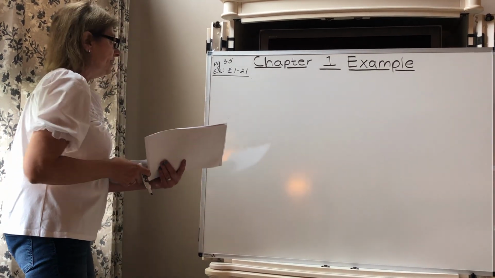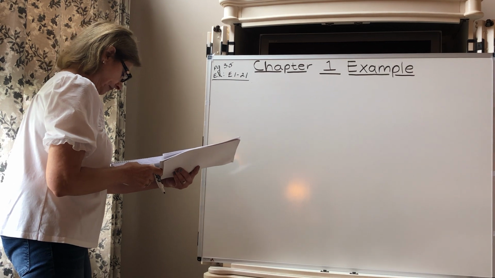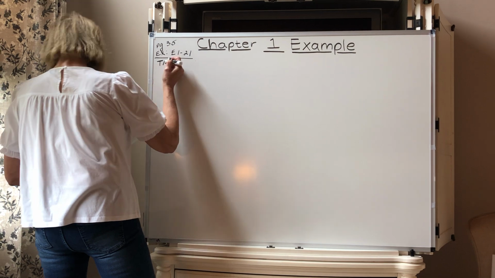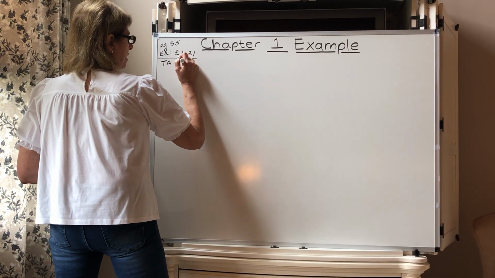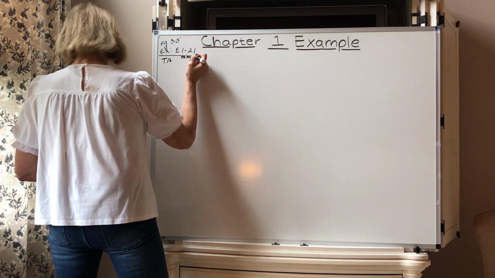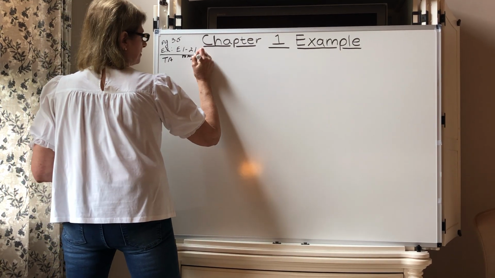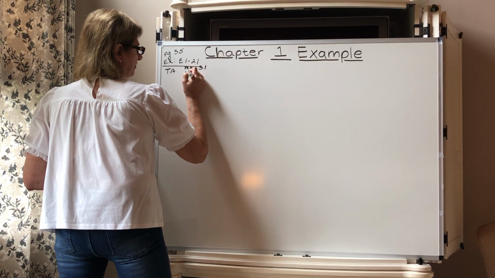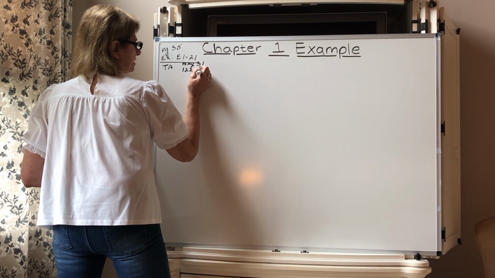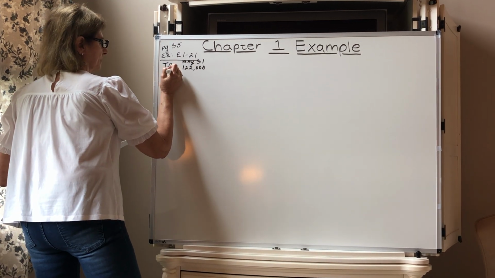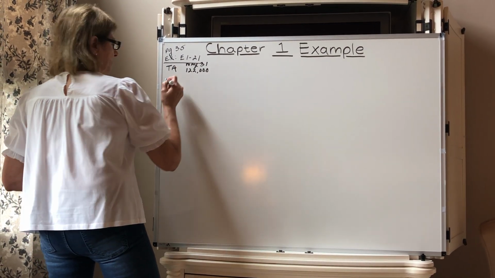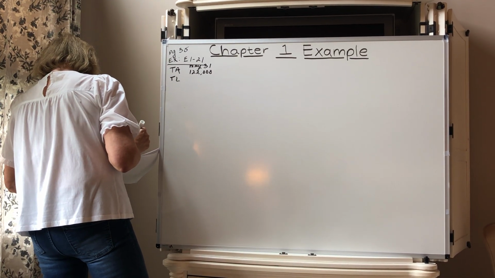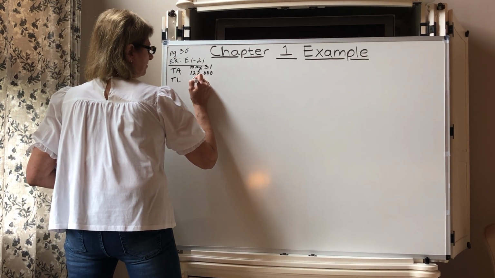Okay, so for this problem, they have total assets. I'm going to use TA for May 31st, and it's 122. They can't even give us all the information to start. We got to make it ourselves. And then they have total liabilities, TL for short, for May 31st of 66,000.